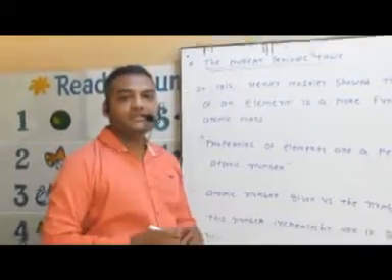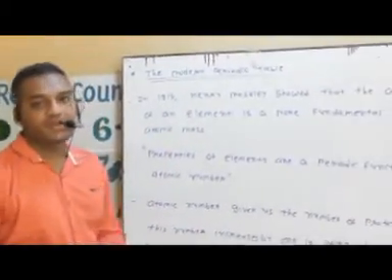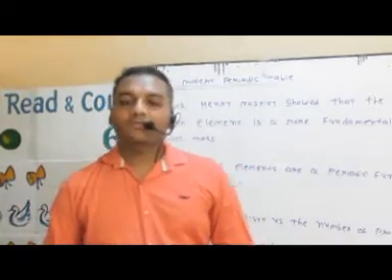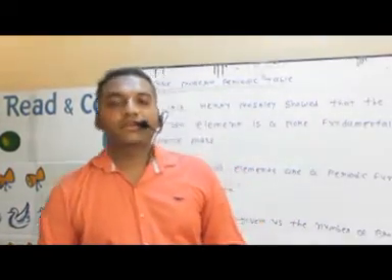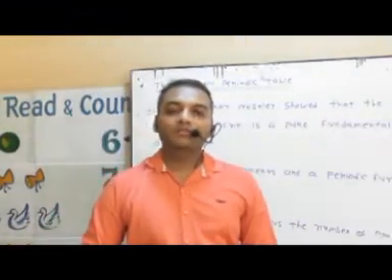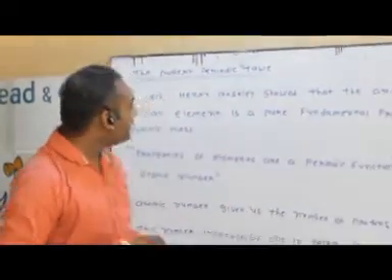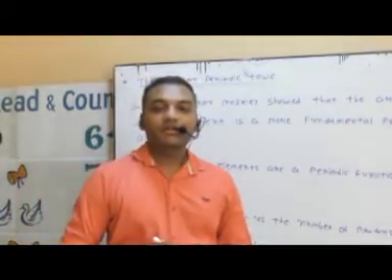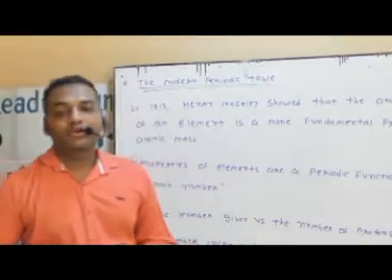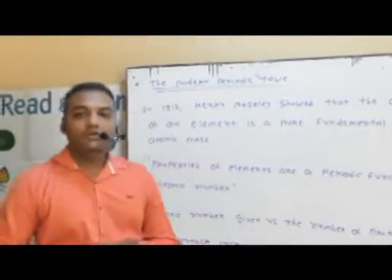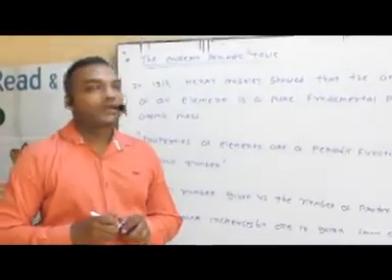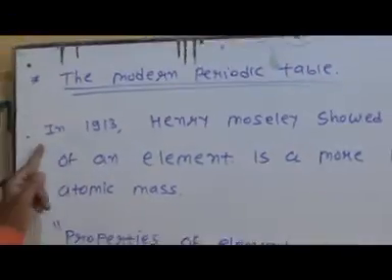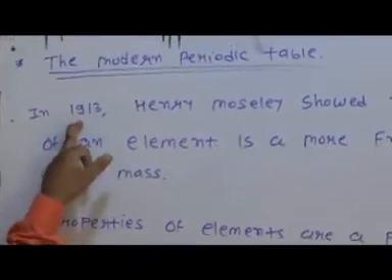The next topic is the modern periodic table. When Mendeleev started his work, he left some guesses for the unknown elements, and some basic errors were present in the Mendeleev periodic table at that time. Therefore, it was important to modify the Mendeleev periodic table. The work was taken up in 1913.